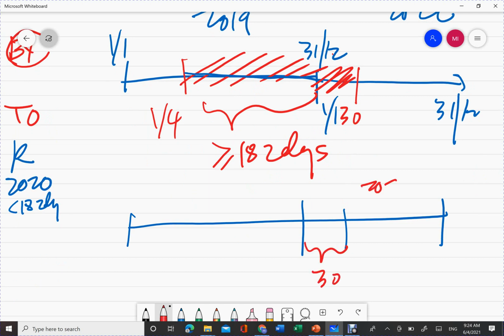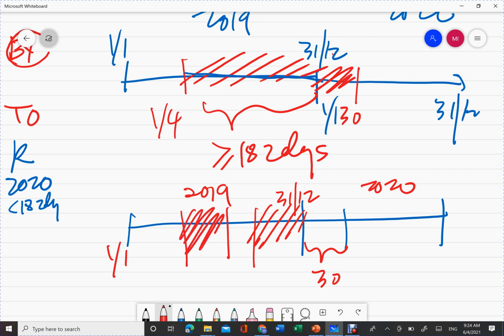Okay, this one is year 2020, this one is 1st January year 2019, this is 31st December. What happened? He was in Malaysia during this period. Lepas tu he left, sebelum ni pun dia tak ada kat Malaysia. Lepas tu sini dia ada balik kat Malaysia.